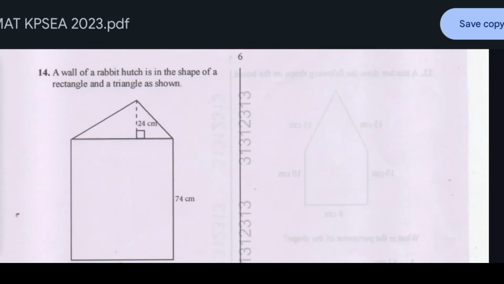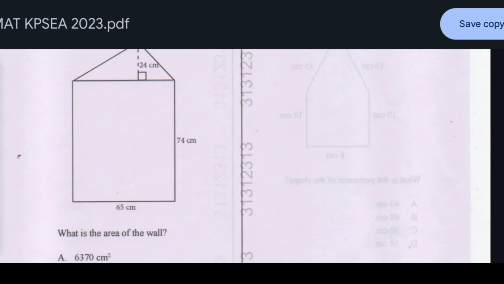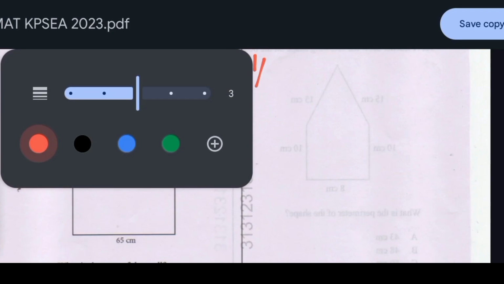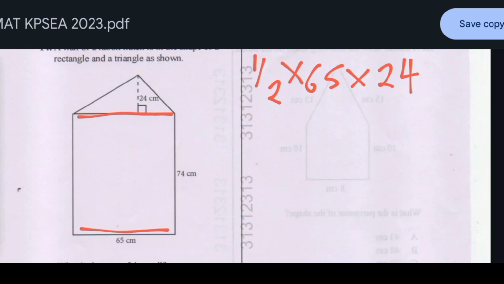number 14. A wall of a rabbit hutch is in the shape of a rectangle and a triangle as shown. So what is the area of the wall? Now to find the area of the wall, we need to do the area of the triangle and add it to the area of the rectangle. Let's start with the triangle. So to find the triangle, you're going to do a half base times height. And our base is, so if this is 65, then that means the base is also 65. So we do a half times 65 times 24. So cancel by 2, 1 by 2, 12. So now we do 65 times 12.